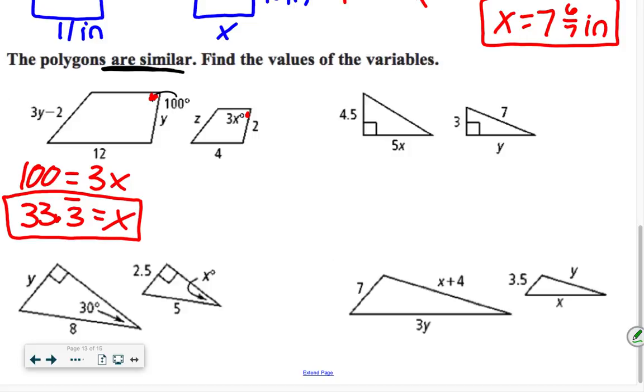Okay. I know this side is 12. What would I put on the bottom of that fraction? 4. Match it up to this shape. 4 equals, let's do this side first. Y. What goes on the bottom of Y? 2. Are you sure? Positive. Yeah, that's right. Oh, yeah, you're right.